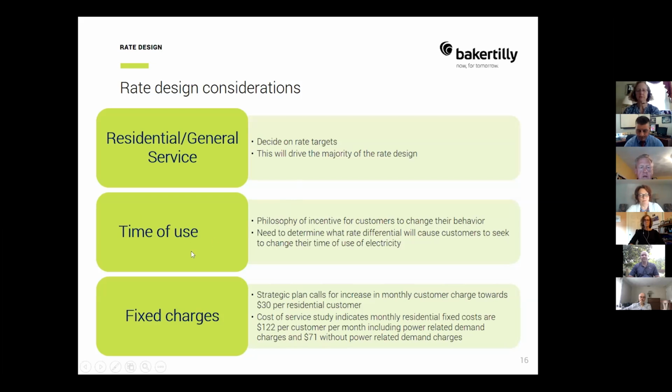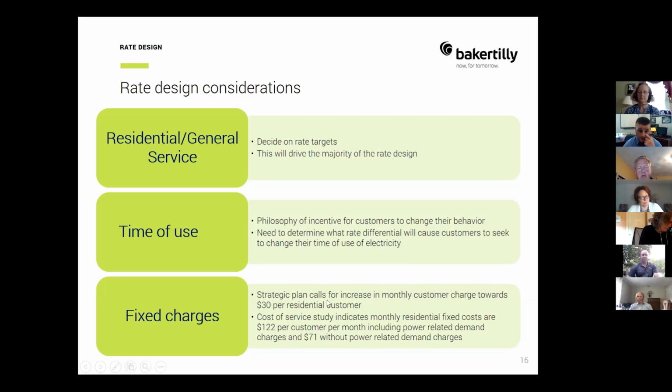The next focus that you had was time of use rates. So again, that philosophy and incentive for customers to change their behavior to move usage off peak to lower your peak, which benefits all your customers because it lowers your costs. And part of the rate design process will need to determine what rate differential will cause customers to seek to change their time of use of electricity, to move their use of electricity to off-peak hours. And the other area to consider is fixed charges.